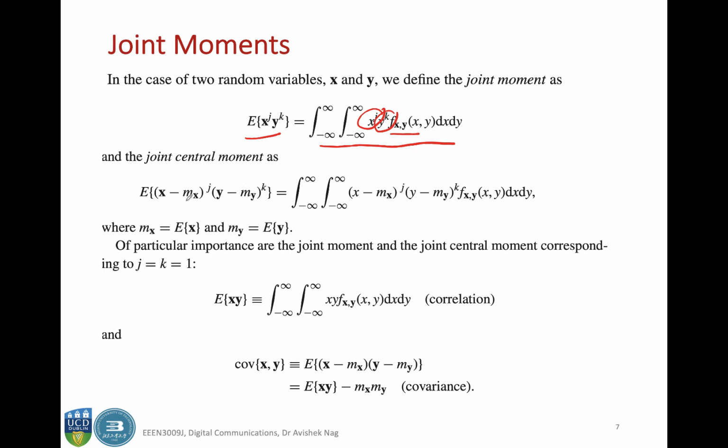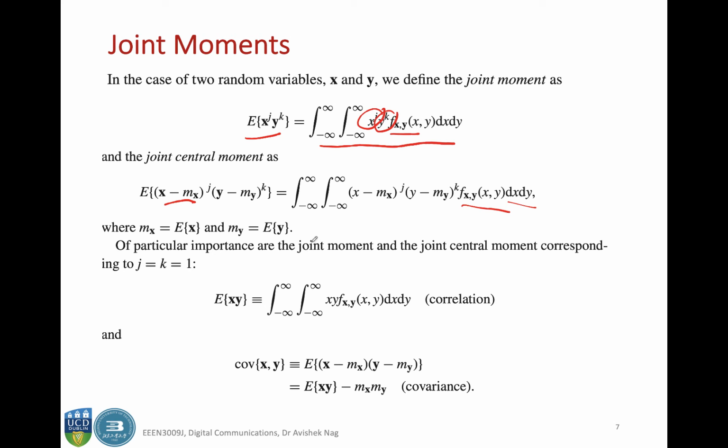You can also obtain the joint central moments by this method. So you subtract the means from the corresponding random variables and then raise them to some arbitrary powers j and k, and then you can have a similar expression. The only difference is that here you are multiplying x minus the mean of x to the power j, multiplied with y minus the mean of y to the power k, and then the joint PDF, and then you integrate it over all values of x and y.